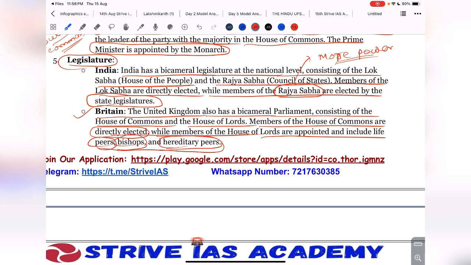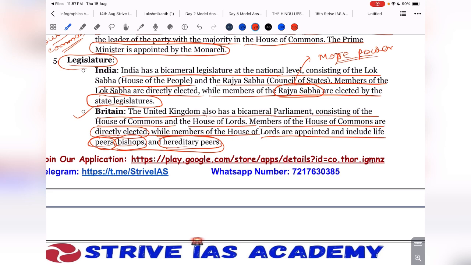Okay? And the second thing is that the House of Lords, equivalent to our Rajya Sabha, is very weak. It is so weak that it can only delay the bill. It cannot altogether reject a bill. Just like our Rajya Sabha can altogether reject a bill if it is not a money bill, but the House of Lords cannot reject a bill. It can at max delay a bill.